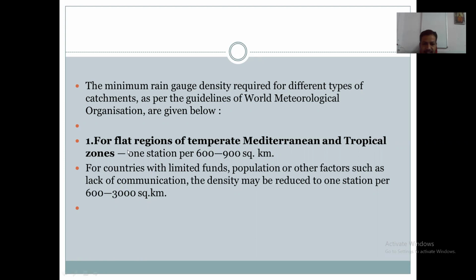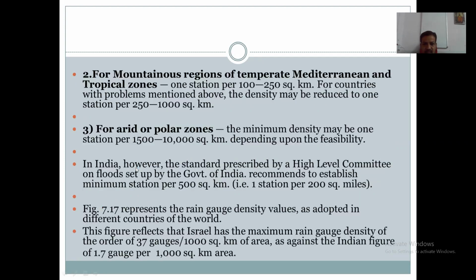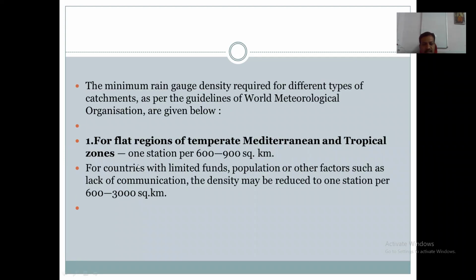So this is for flat region. म्हणजे the area कशी आहे, plain area आहे, flat area आहे, flat region. In that area we have to install the rain gauge station. For 600 to 900 square kilometer, you have to take one station for flat regions of temperate, Mediterranean and tropical zones.